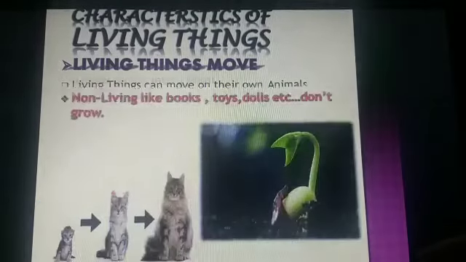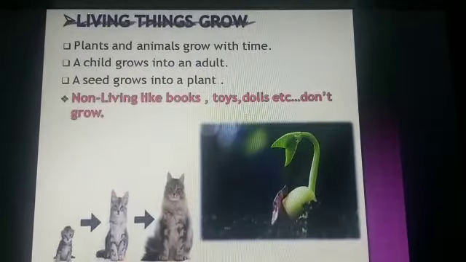So, the second feature is living things grow. Plants and animals grow with time. A child grows into an adult. A seed grows into a plant. Non living things like books, toys, dolls, etc. don't grow.